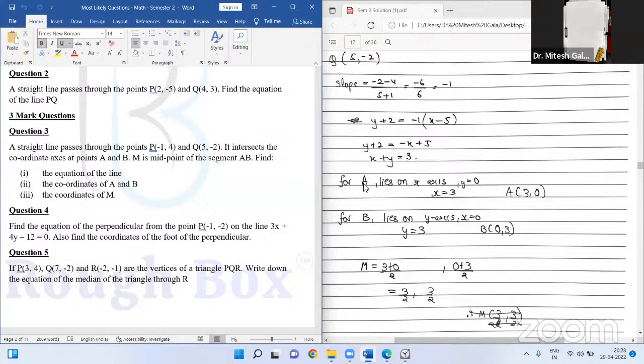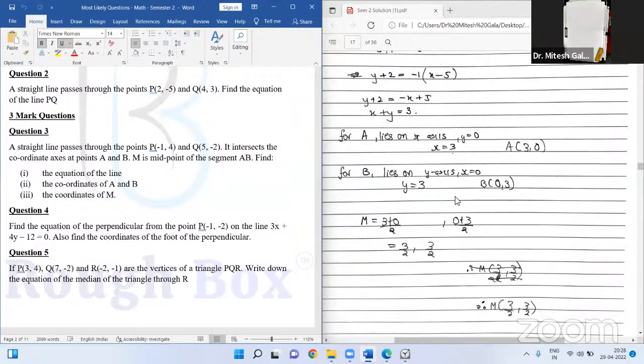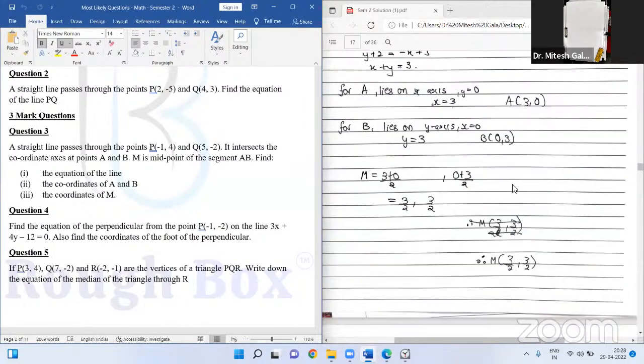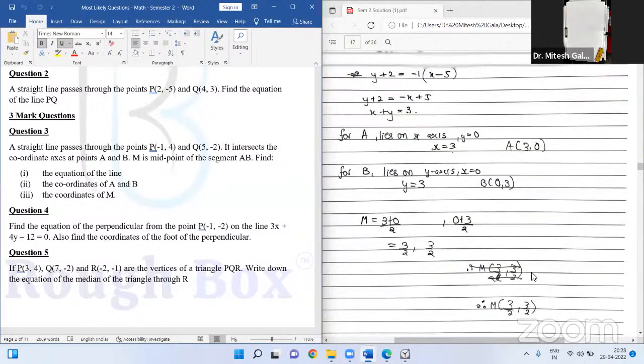And then let's say A is lying on the x-axis. So (x, 0). Substitute that in this and you get the coordinates of A as (3, 0). And then let's say B lies on the y-axis, so (0, y). Again substitute, you get (0, 3). So that helps you get A and B. And then the midpoint will be (x1 plus x2) by 2, (y1 plus y2) by 2. You should get 3 by 2, 3 by 2, or 1.5, 1.5.